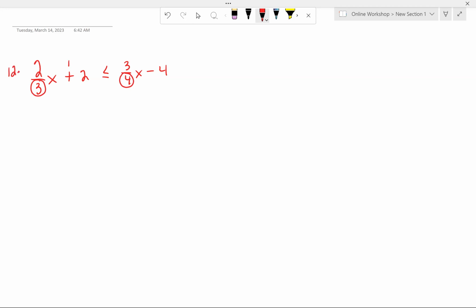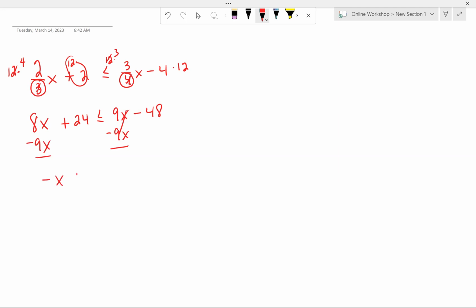So I'll multiply every term by 12. 12 divided by 3 is 4, and 4 times 2 is 8. 12 times the 2 is 24. 12 divided by 4 is 3, times 3 is 9x, minus 48. And then pretty easy, I'll subtract the 9x from both sides and get that negative x plus 24 is less than or equal to negative 48.